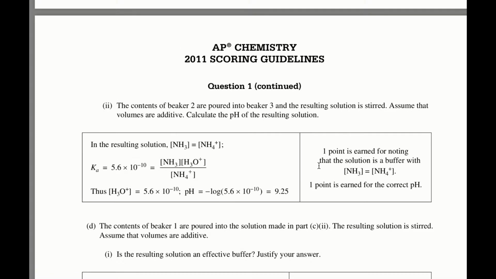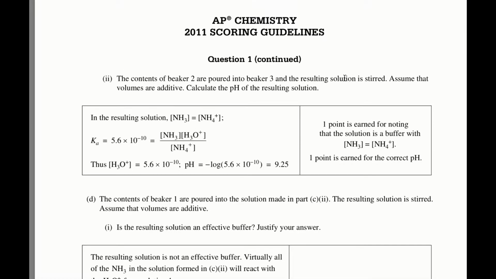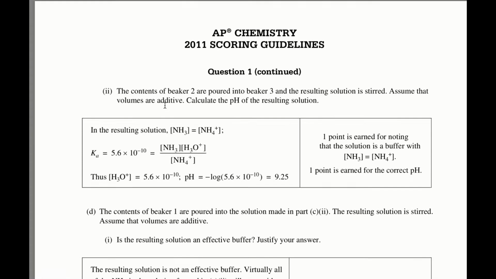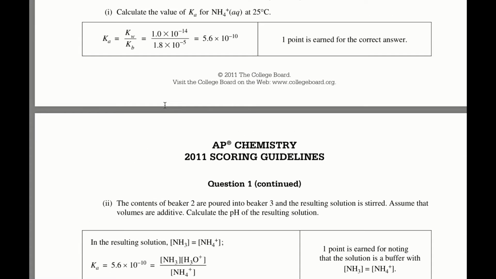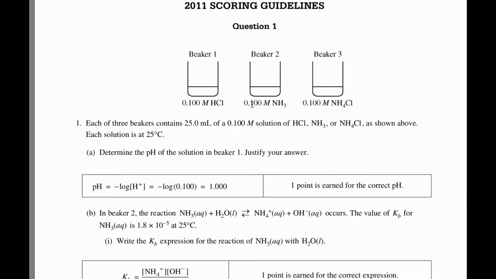In II, it says the contents of beaker 2 are poured into beaker 3 and the resulting solution is stirred. Assume the volumes are additive. So that's their way of telling you, hey, be careful because your concentrations are going to change. Okay? So if you look, beaker 2 and beaker 3, I've got this weak base and this weak acid. So NH3 and NH4 are being combined together.